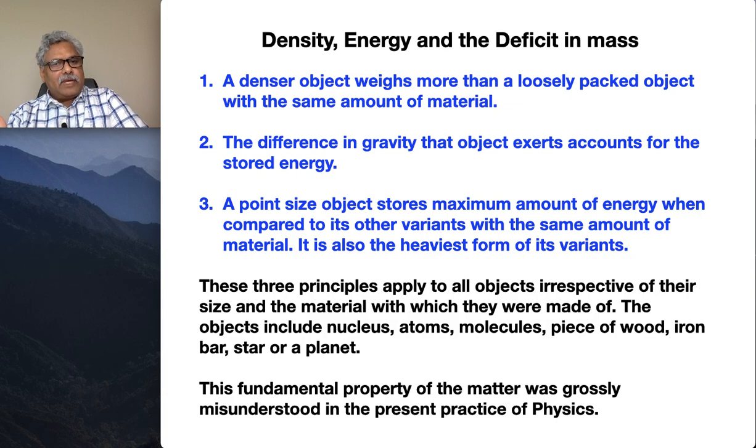So this basically goes against the definition of mass. What it says is that no matter what the size of the object is, the amount of mass it measures is the same, but that's not happening in reality. So these three principles apply to all objects irrespective of their size and the material of which they were made. The objects include nucleus, atoms or molecules, a piece of wood, an iron bar, a star or a planet.